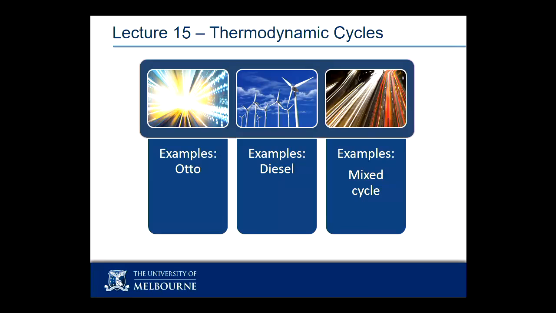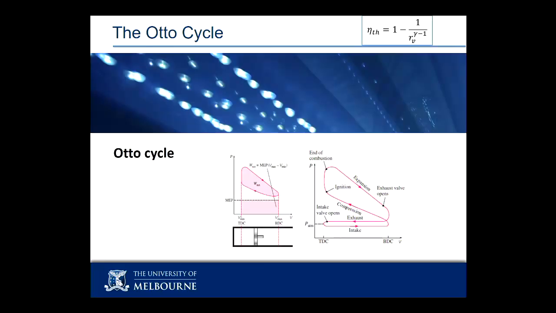Otto, diesel and mixed. As a refresher, the Otto cycle is the spark ignition cycle. This is the one where the working part of the cycle is the compression, heat addition, expansion, and then exhaust. We idealize these processes as an adiabatic isentropic compression, an isentropic adiabatic expansion, and then a constant volume heat addition and a constant volume heat rejection.